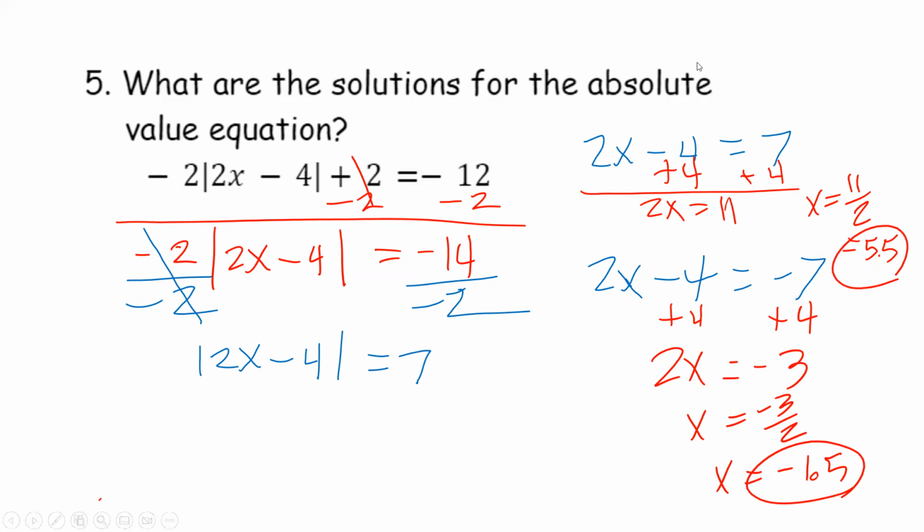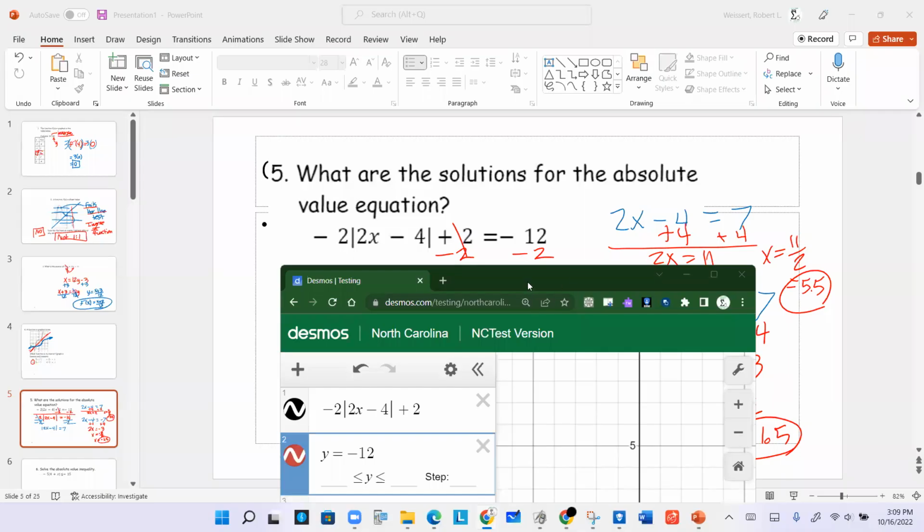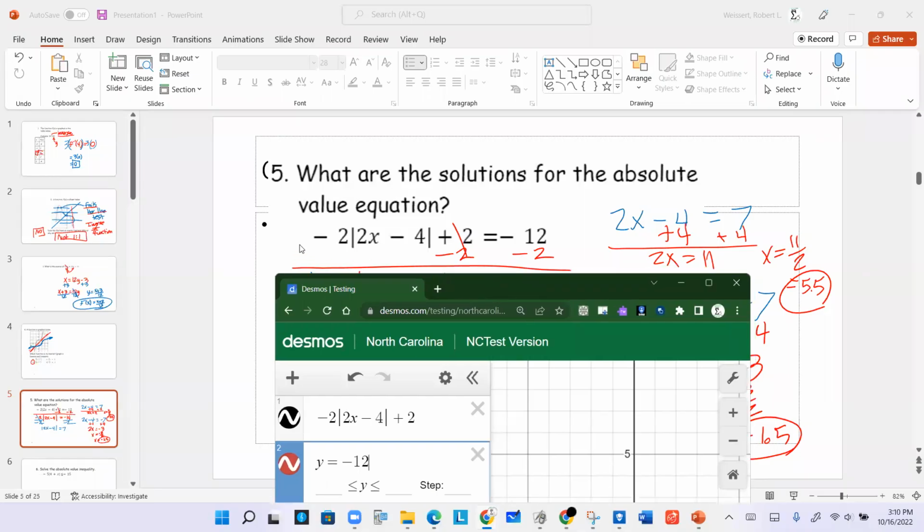Now we're going to back that up with a graph. You're welcome to use Desmos graph to assist you. Here's how you do it. When you pull up Desmos, you're going to put the left side of your equation, negative 2, absolute value 2x minus 4 plus 2, into one line. And you're going to put the right side of your equation into another line. Now, if the right side is a number by itself, you want to put y equals.